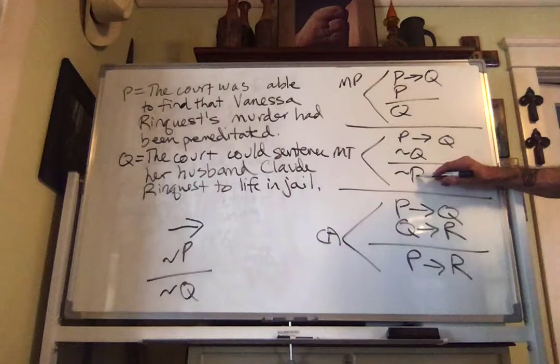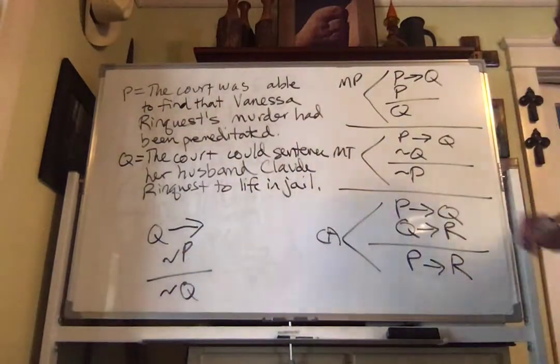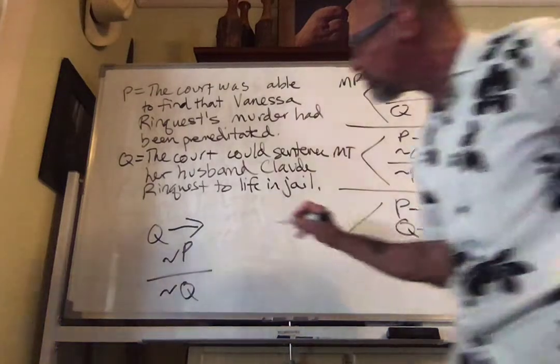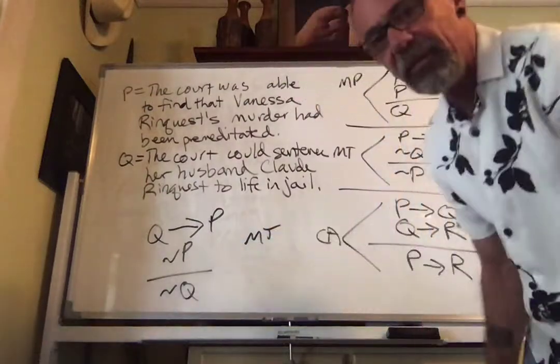Drop the negation sign from the conclusion and put the conclusion before the arrow. Drop the negation sign from the other premise and put that premise after the arrow. And that would be modus tollens.